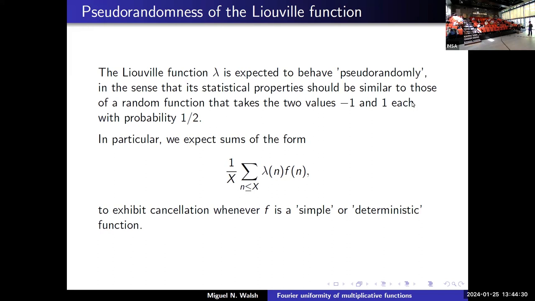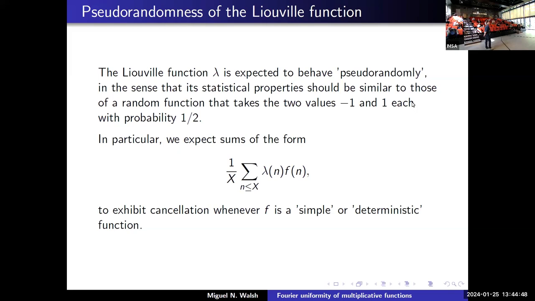There will be no cancellation, whereas the conjecture would expect cancellation for a simple f. So this simple observation of Selberg showed that sieve theory can never succeed by itself in solving the problems that one wants to solve. That nevertheless is not the end of the story.